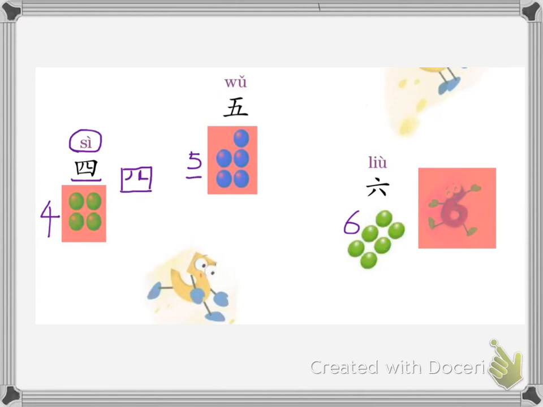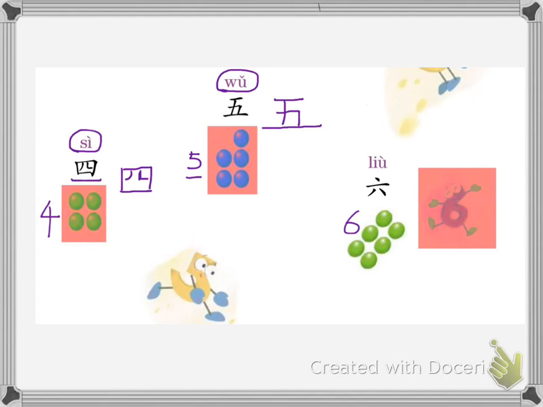This is number 5. Its pronunciation is like this. The writing is like this. This is the first stroke, this is the second stroke, this is the third stroke, and this is the fourth stroke.